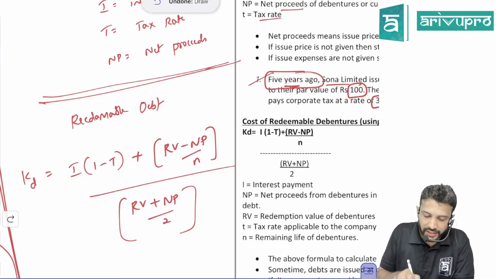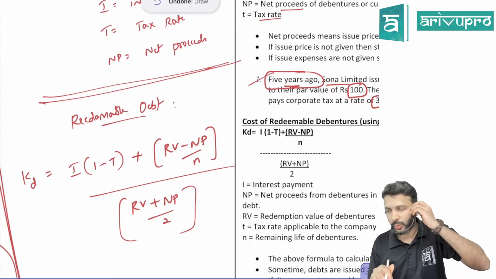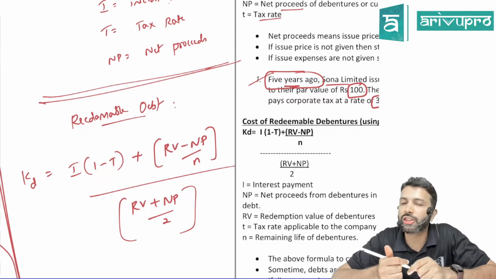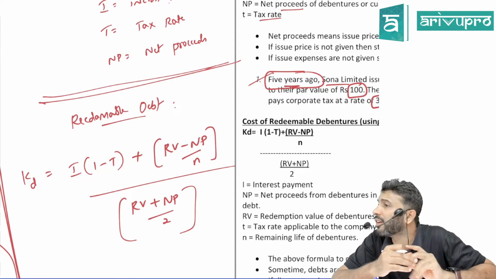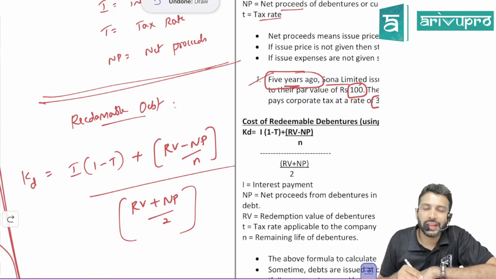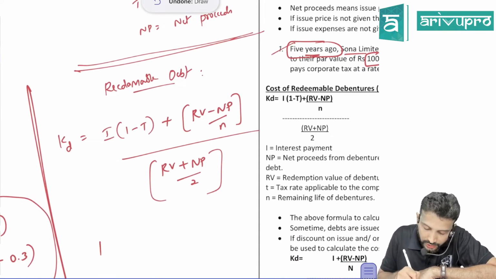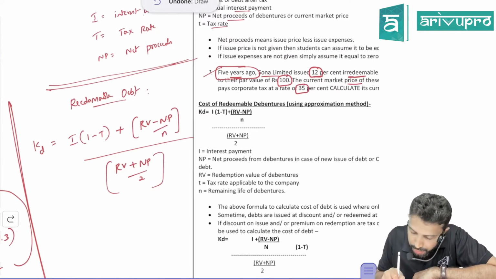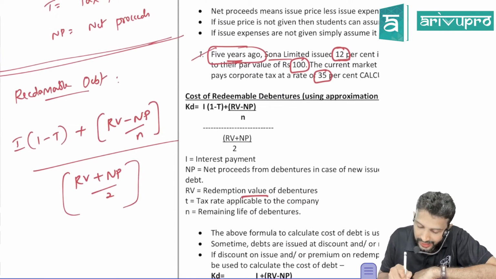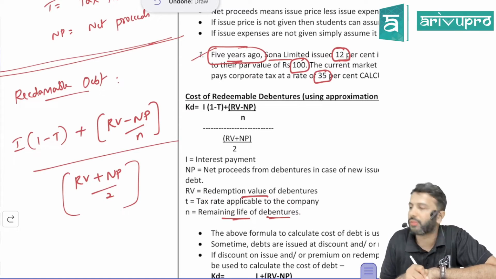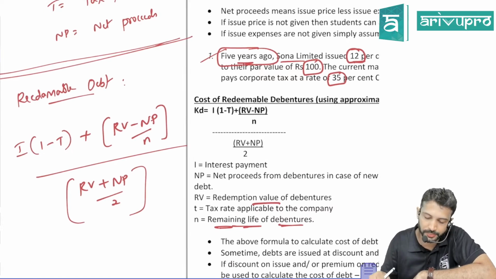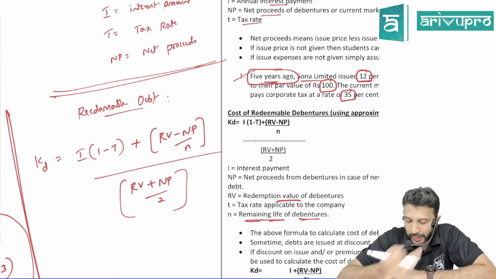If it is a redeemable debt, write the formula down in a notebook. I know it's there, but once you write it, it will be better. These things you need to practice; that's the only way you will be able to remember it. Interest into 1 minus tax rate. RV is redemption value. NP you already know, which is net proceeds. N is the remaining life of debentures, not the total life. Write that down once. We'll apply it in the next two questions.